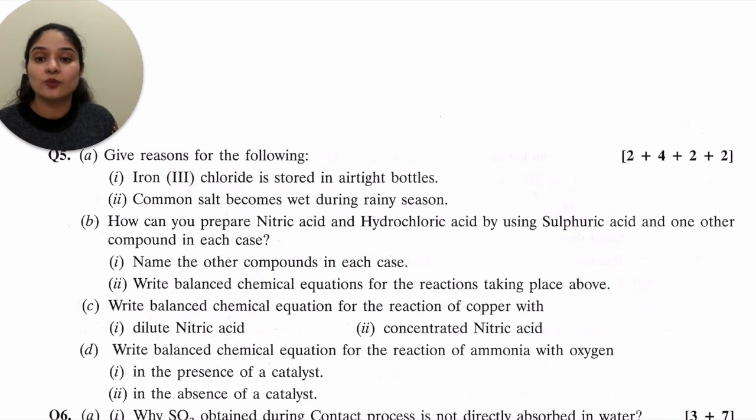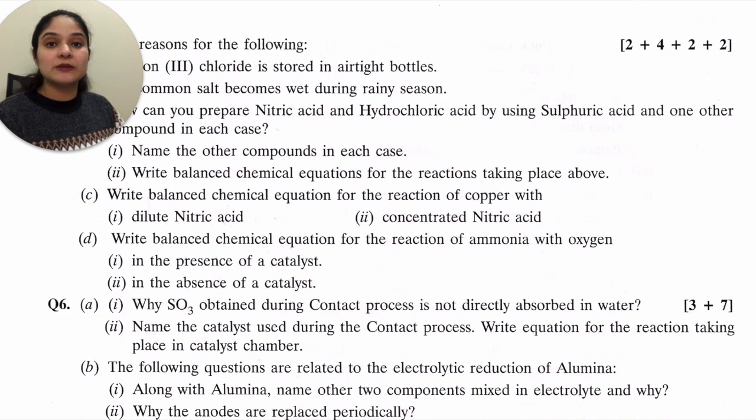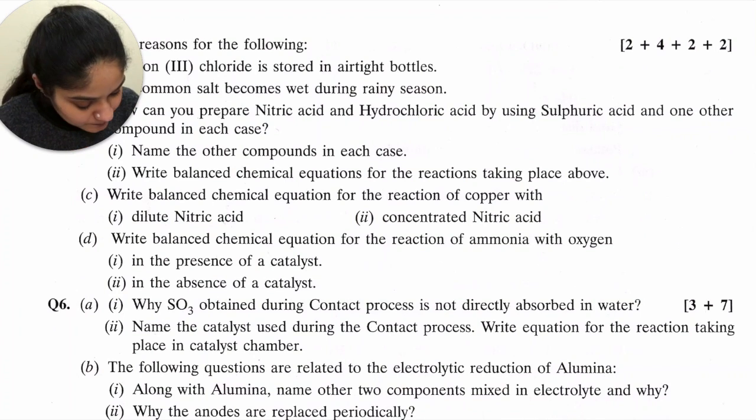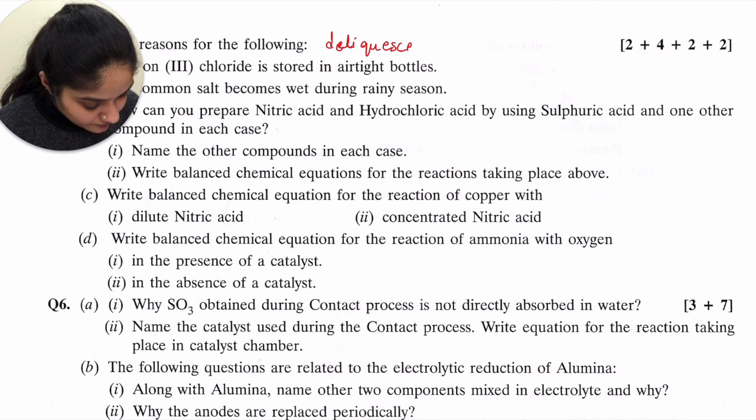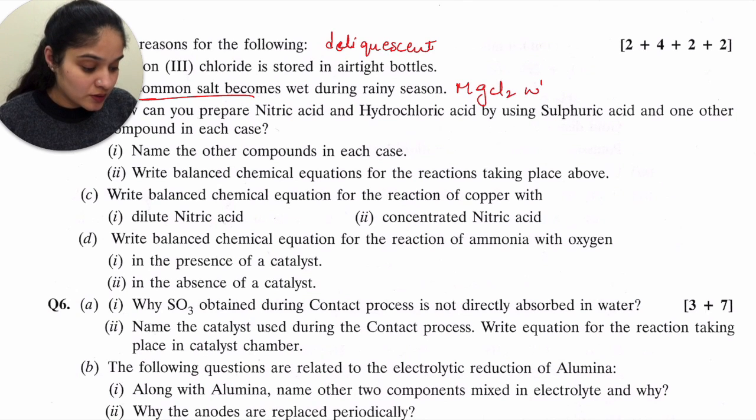Then second question is common salt becomes wet during rainy season. So common salt also contains a compound called magnesium chloride, which is again deliquescent. So it has a tendency to absorb moisture. So for both of them, the basic answer is being deliquescent. So I'm going to write that for you. And for common salt, you have magnesium chloride, so MgCl2, which is deliquescent.